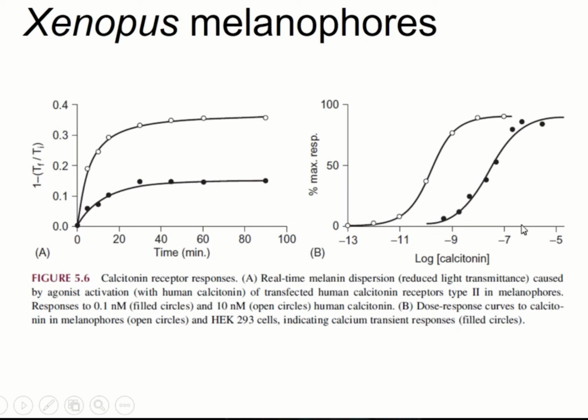So in this figure, we are looking at dose response to calcitonin in melanophores, which is the curve on the left with the open circles, and in HEK293 or kidney cells on the right. So notice that these do not match up. We're looking at the same receptors with the same agonist in two different assays, and we get very different results. And so you have to remember that an EC50 or something like that is only pertinent to the specific assay that you are using it in.